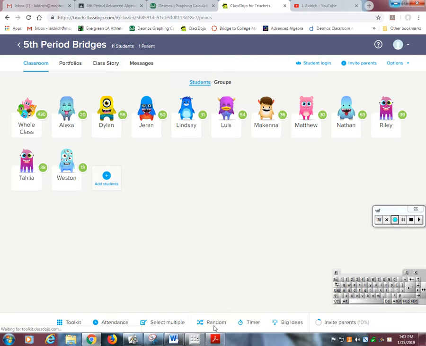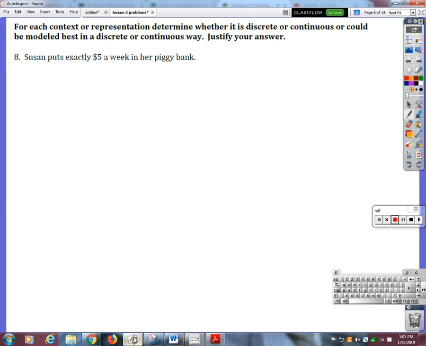Yeah, let's do it this way, because these are ones I think you guys should be able to get a hold of. Sadly, no, it's discrete, but appreciate your enthusiasm. It's discrete because it jumps from $5 to $10 to $15 to $20 to $25. It doesn't go through the numbers in between. Okay?